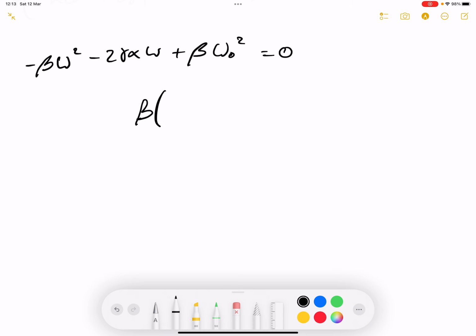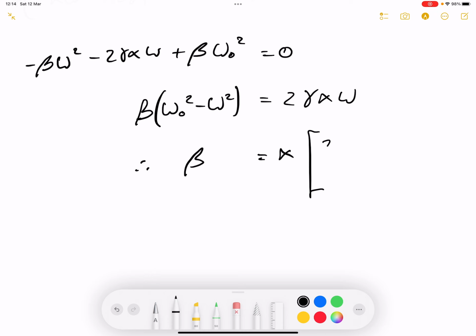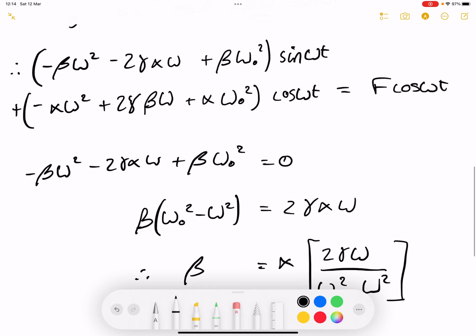So we can have beta times omega naught squared minus omega squared is equal to 2 gamma alpha omega. I think, is that right? 2 gamma alpha omega, yeah. And therefore beta is alpha, I'm just going to take this out to the right, times, let's use some cool square brackets, 2 gamma omega over omega naught squared minus omega squared, close brackets. That's what beta is. Now let's do some finding of alpha.